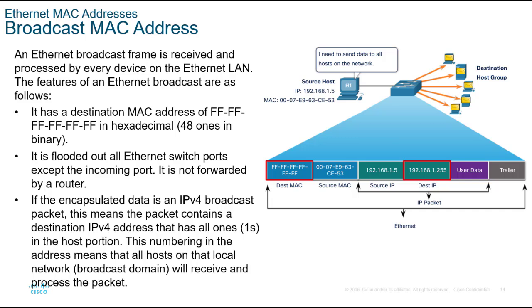At Layer 3, where the PDU is a packet rather than a frame, if a packet is intended for every device on a certain IP version 4 network, the packet encapsulated inside the frame will have all ones in the host portion of the network address. In this case, the host portion is 255, which is the decimal equivalent of 8 binary ones. This means that this inner packet is a broadcast packet, and all hosts on network or broadcast domain 192.168.1.0 will receive and process the packet.